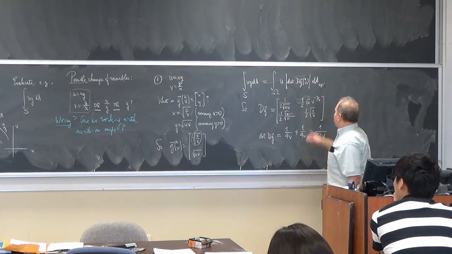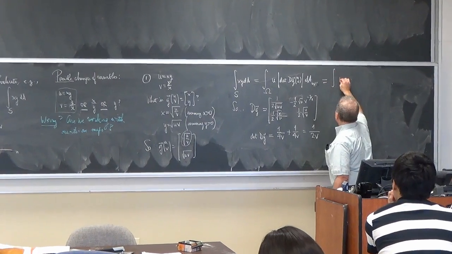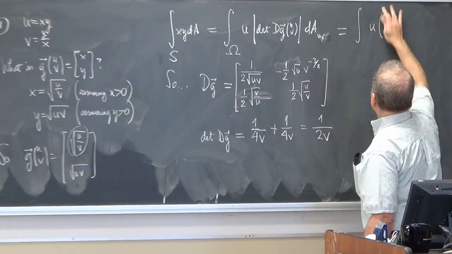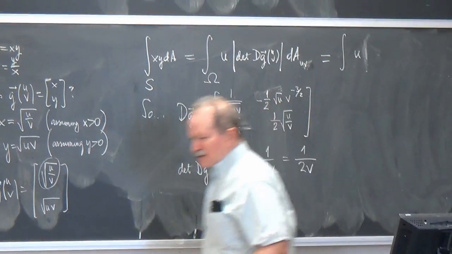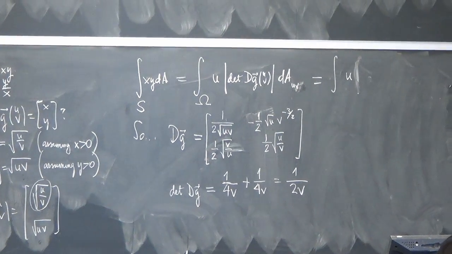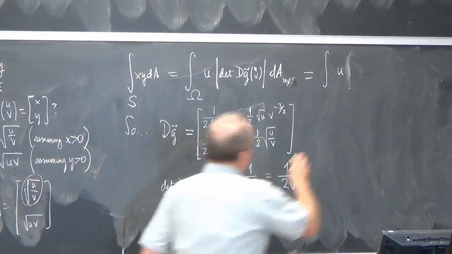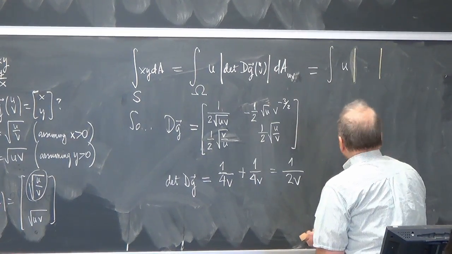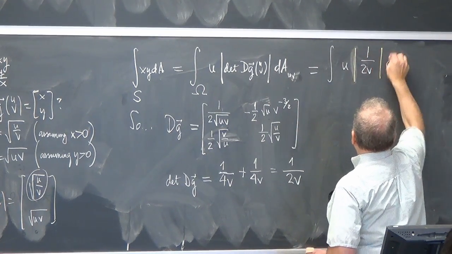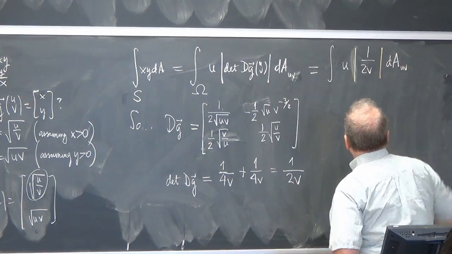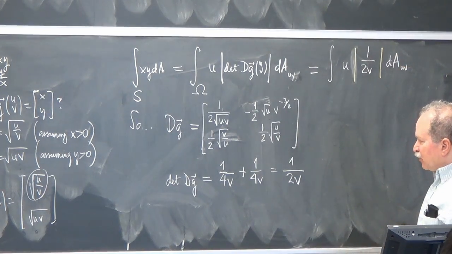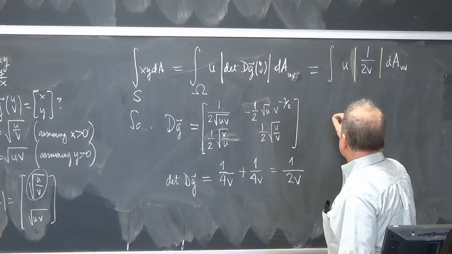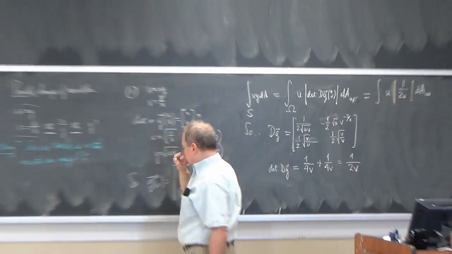Okay, so what do we get? Integral of u times 1/2v. Now I need absolute values here in principle, so let me just put it there so you get in the habit of not forgetting it. Absolute value of 1/2v, and then I have to integrate over my region. All right. So what's our region going to be? u goes from 1 to 3.